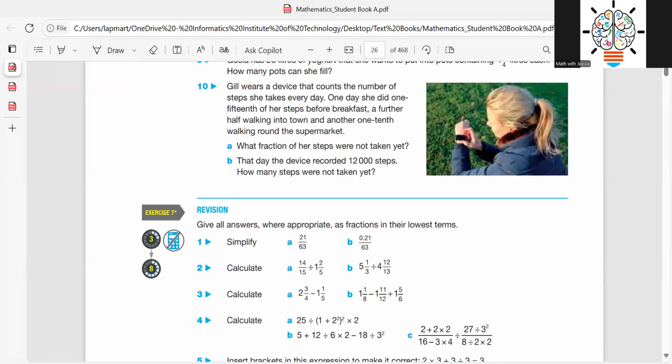Gil wears a device that counts the number of steps she takes every day. Right? So let's say it's a device that at the end of the day she can check how many steps she has taken. One day she did 1/15 of her steps before the breakfast. Let's say that she has a plan, that I want to have this number of steps. So that's her plan. Out of that, she has taken 1/15 of her steps before breakfast, a further half walking into the town, and another 1/10 walking around the supermarket, right?